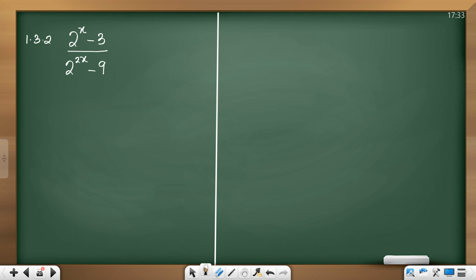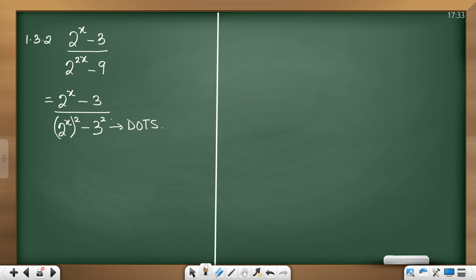All right, we have this question, and we are supposed to simplify, because we are not solving. Look at what I'm going to do. What I see here quickly is that there's nothing I can do to the top, but the bottom part can be written as 2x to the power of 2 minus 3 to the power of 2, which is a difference of 2 squares.